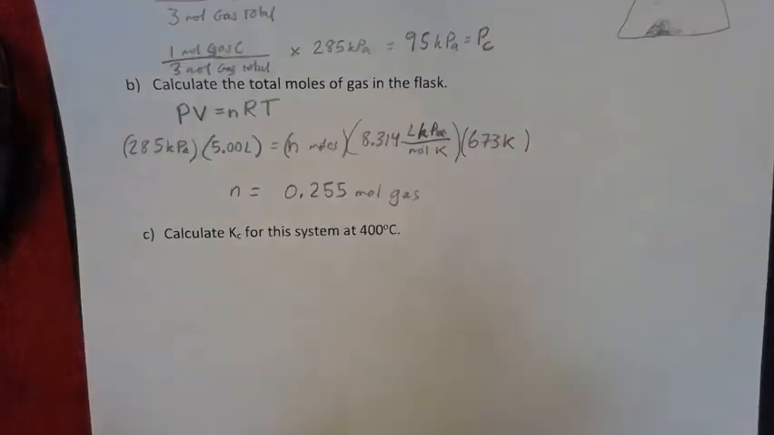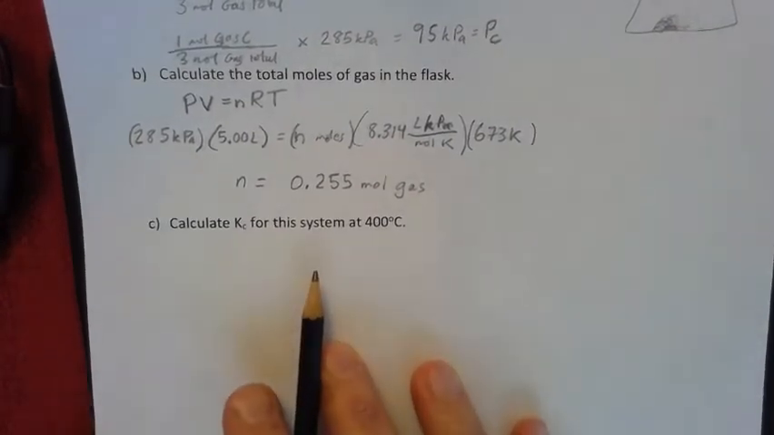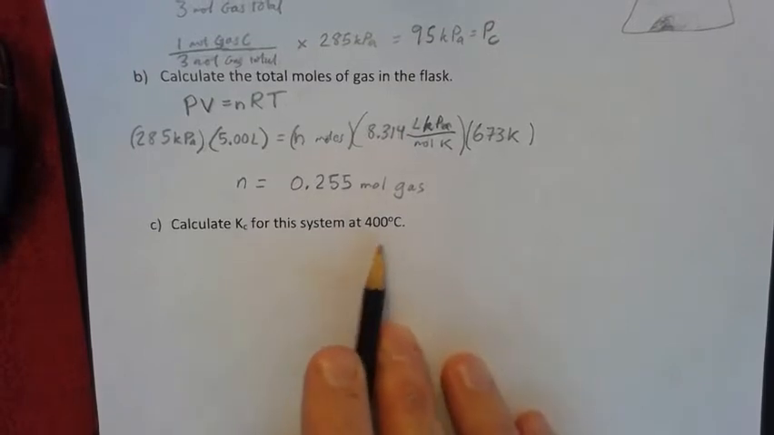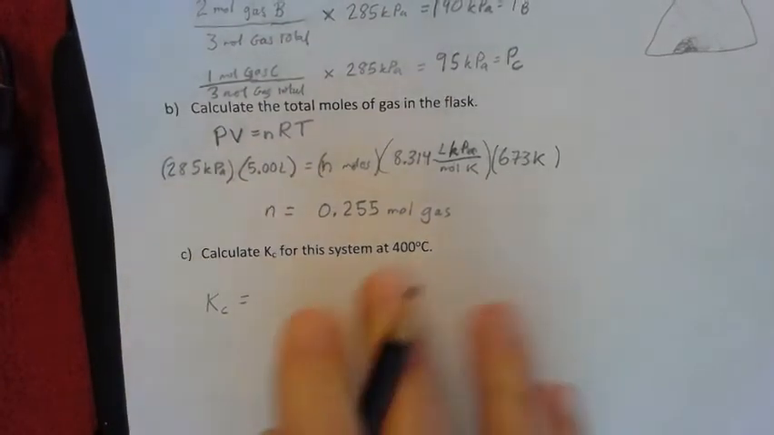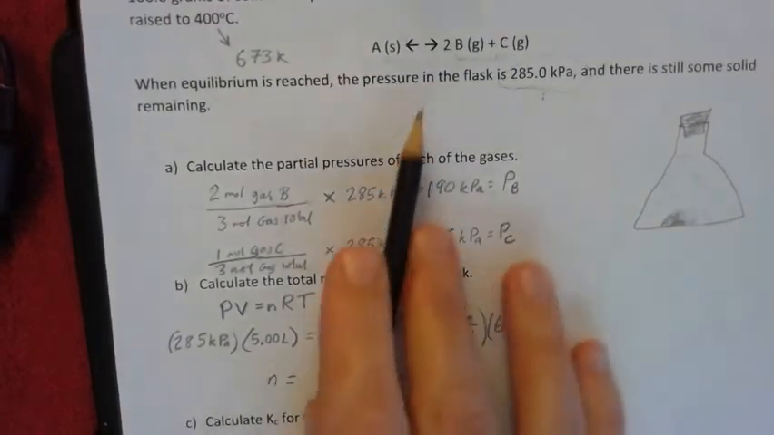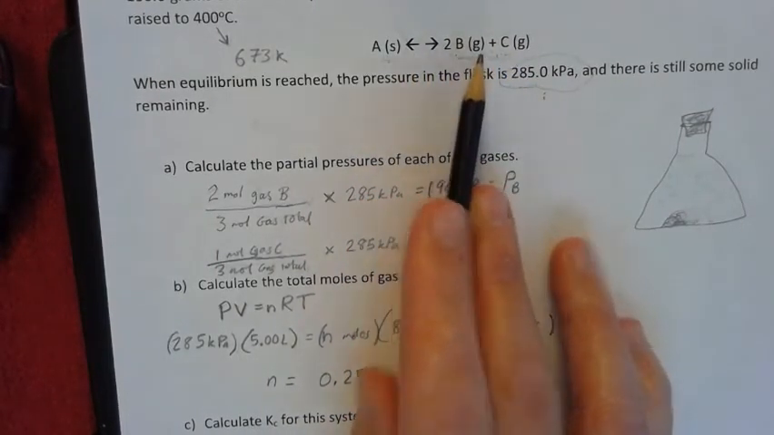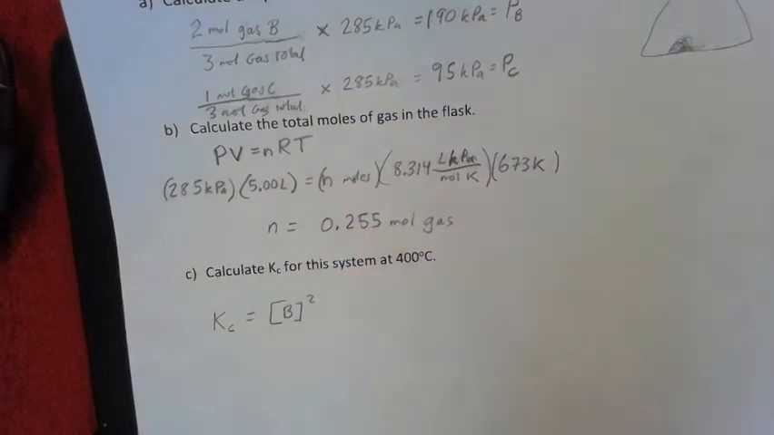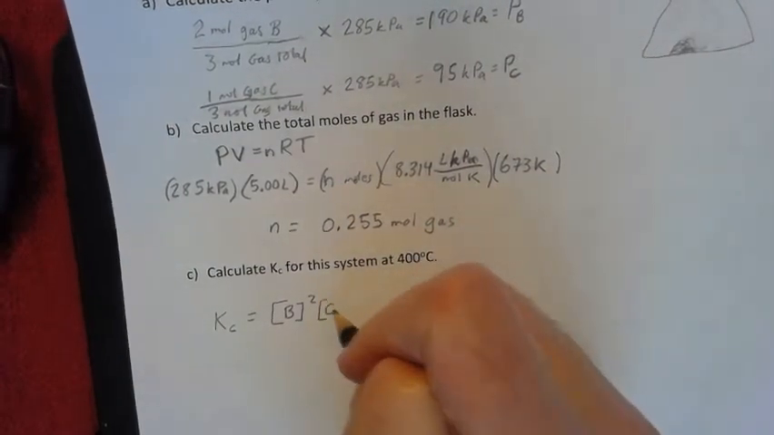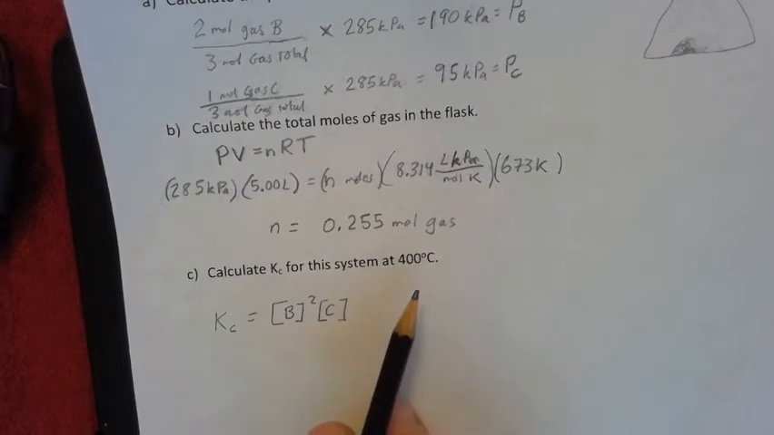Now we're going to go ahead and do the actual equilibrium part of this problem, and we're going to calculate K sub C for the system. And again, we haven't changed the temperature, so it's at 400 degrees Celsius. So as we know, K sub C is going to be the concentration. Let me put the reaction up here. Concentration of any gases or aqueous reactants or products. So in this case, it's going to be the concentration of product B squared times the concentration of gas C, which is also a product. So products over reactants, and because the reactant was a solid, there's no denominator here.